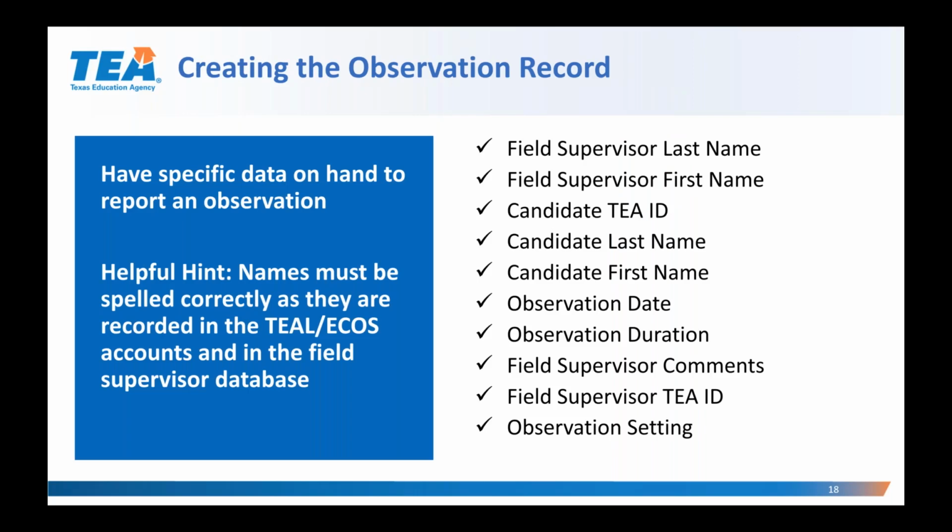When you're reporting observation data for your candidates, you will need to have specific information on hand. You will need to have the first and last name and TEA ID number for both the candidate and the field supervisor that conducted the observation. Names must be spelled correctly as they're listed in ECOS and in your field supervisor database. Remember that your field supervisor must be listed in your field supervisor database, or the EPP will not be able to report observations conducted by that field supervisor.